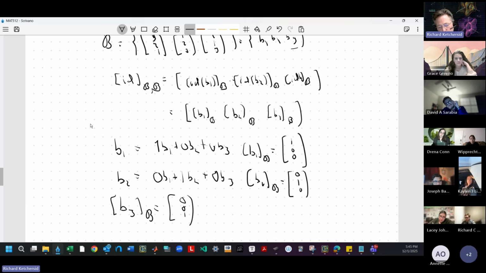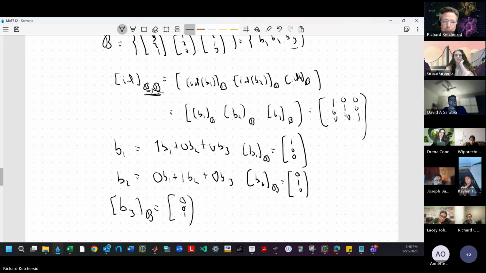So the identity matrix with respect to the basis B on both sides is always 1, 0, 0, 0, 1, 0, 0, 0, 1. No matter what the basis is, if we're using the same basis on both sides, the identity matrix is that matrix of just ones on the diagonal. That's what we've just shown.